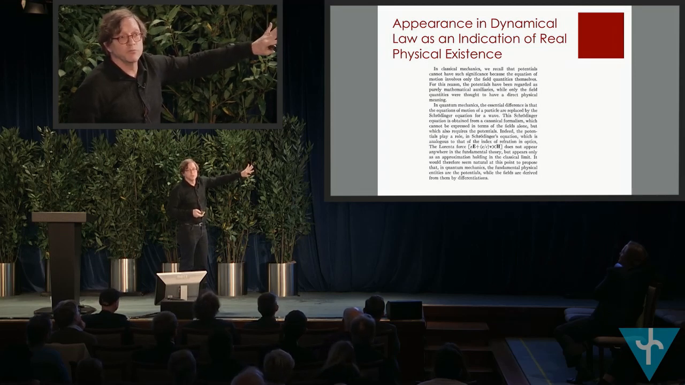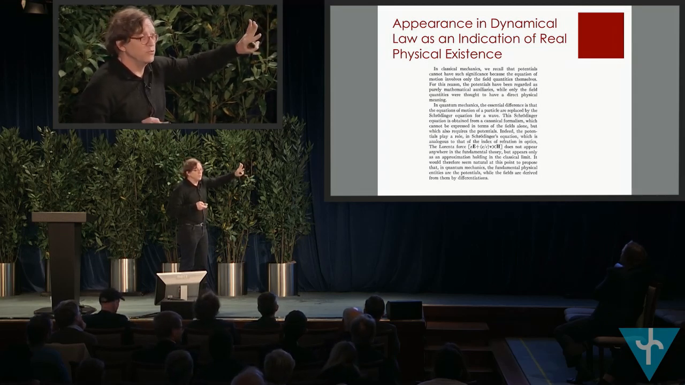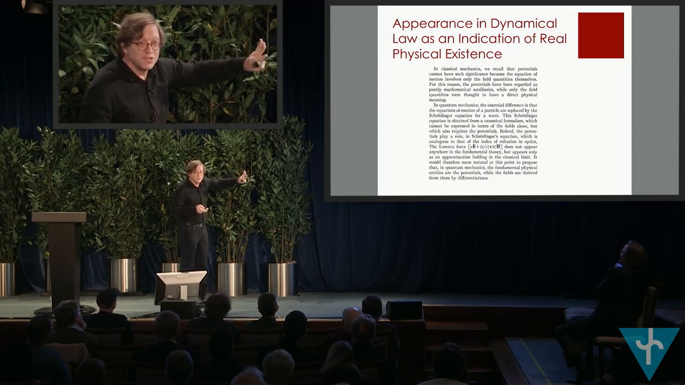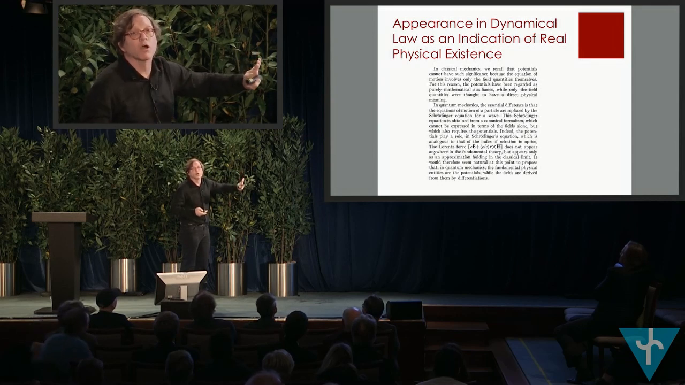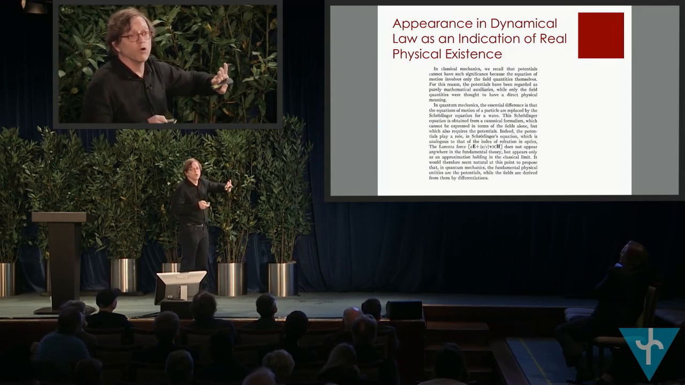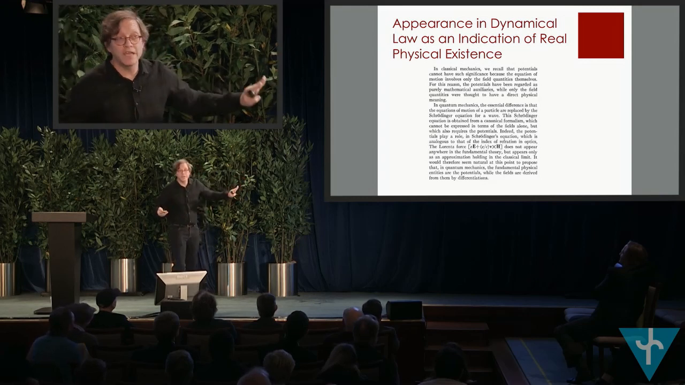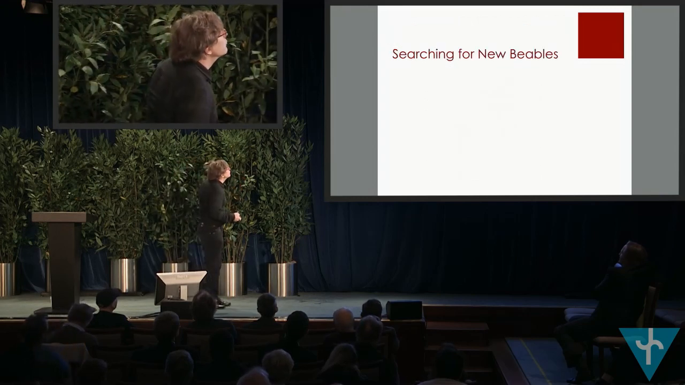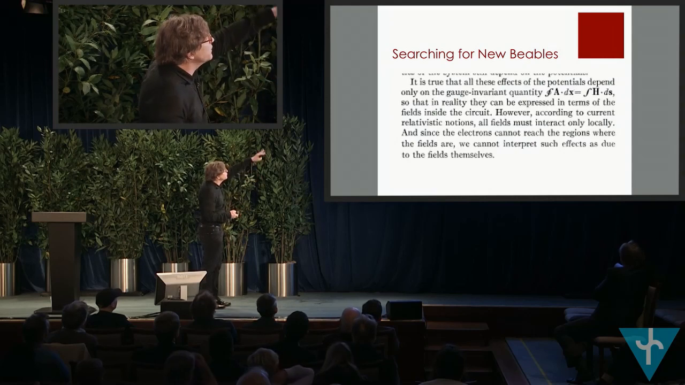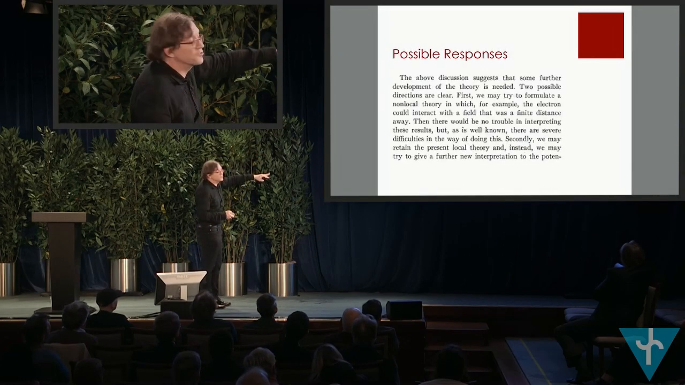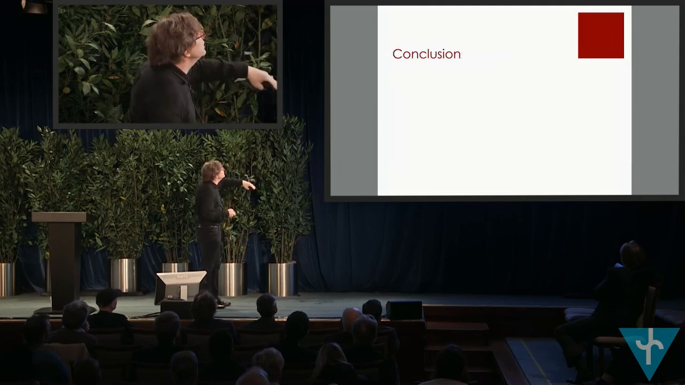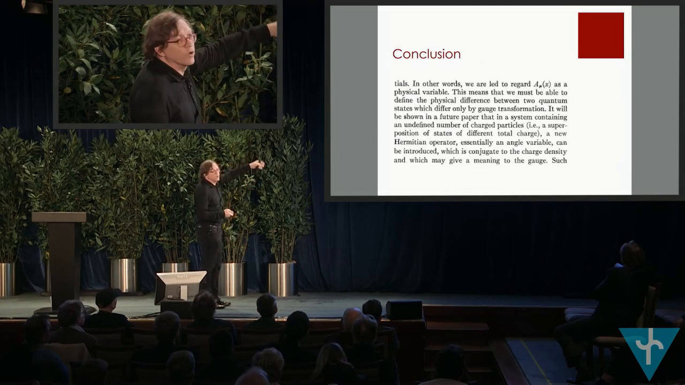It's a beautiful paper, right? It's one of those papers, you read it and you understand it, and it says this is really important. Pay attention. We've been thinking about electromagnetism wrong all this time. You all learned it wrong, and you all learned to think about gauge transformations in A and phi wrong. There are things here about searching for new beables. There are things about what possible responses can you have and what would the costs be. And I had wanted to read that, but there's not enough time.